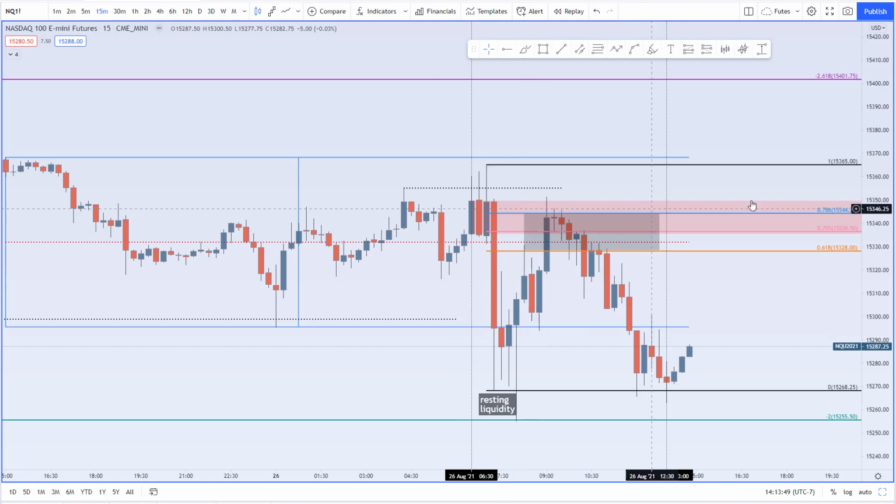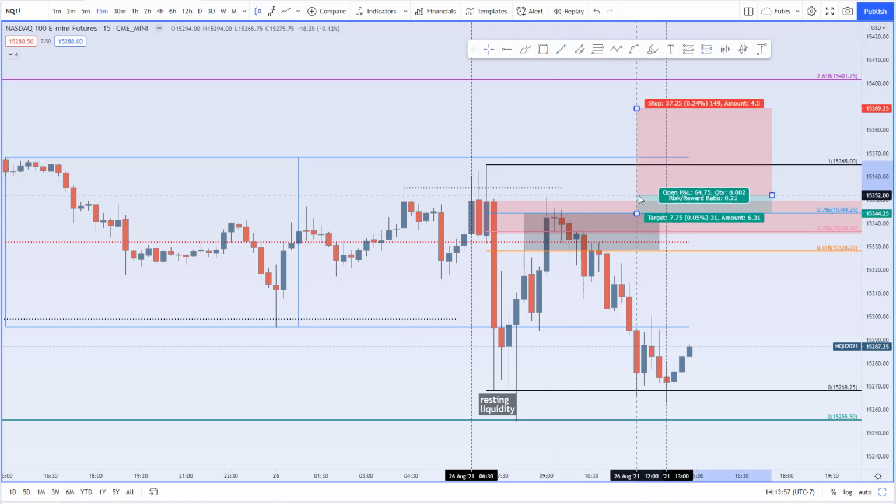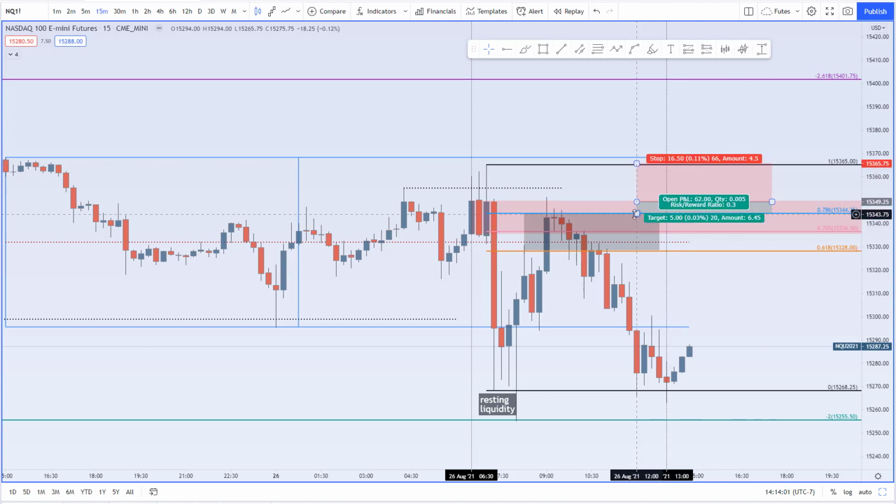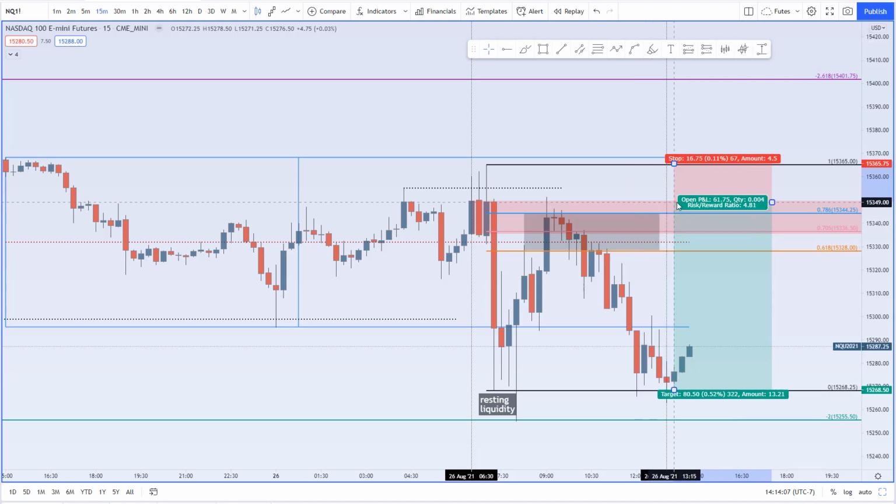where you would short a retest of this area, set your stop maybe above the wick up here, so something like that, with the goal of a retest of the lows. So this is a 5-to-1 risk to reward setup, otherwise known as a really good trade.